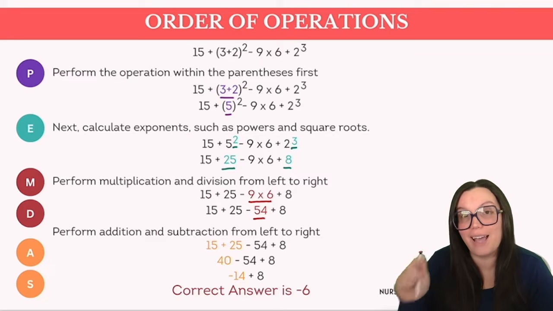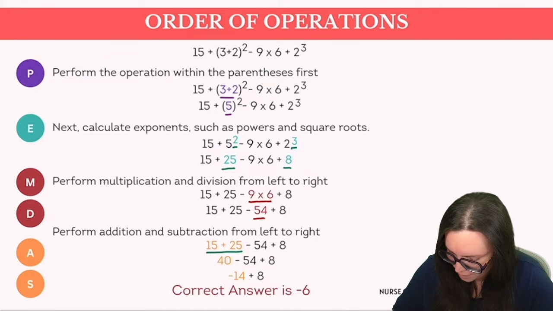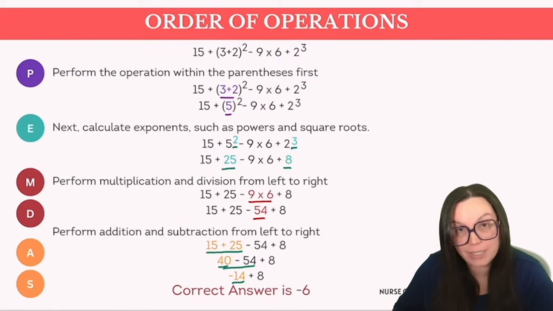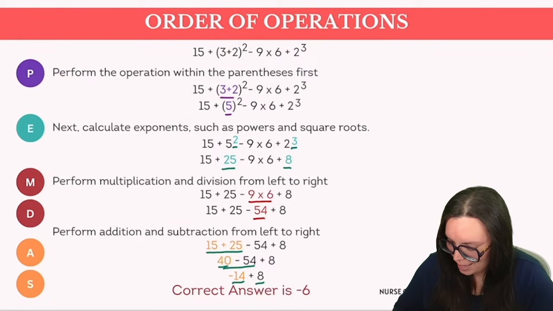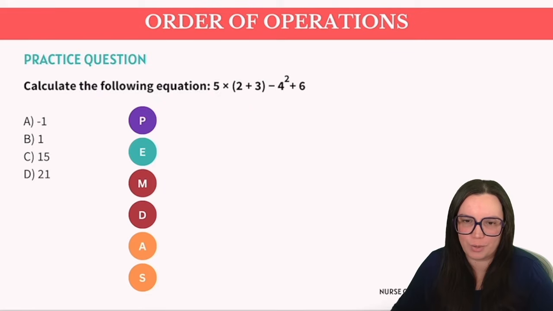Lastly, we are going to add and subtract, again, moving left to right. Starting from the left, we have 15 plus 25. That's going to give us 40. 40 minus 54 is going to give us negative 14, and then we're going to add 8. And that is going to give us our correct answer of negative 6. Let's start with our first practice question.